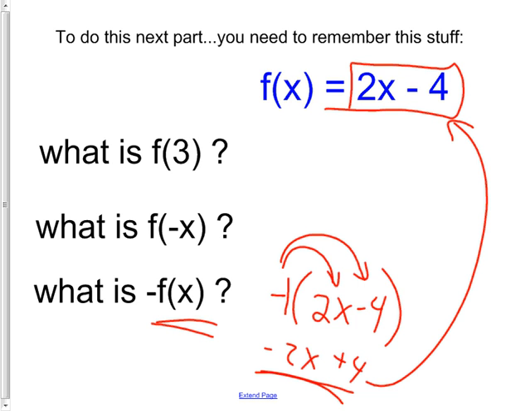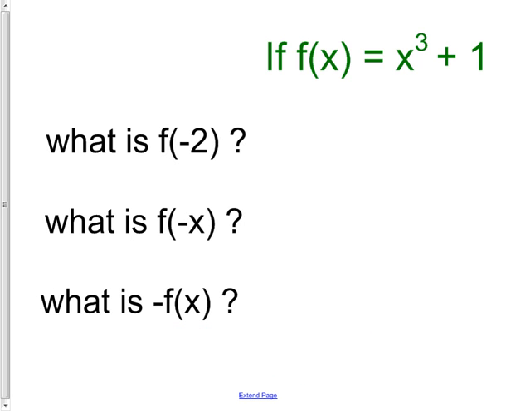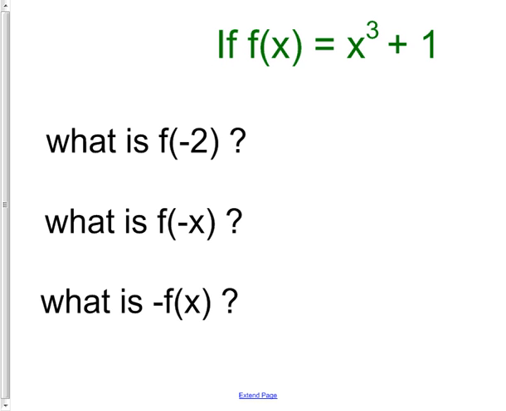All right. Now, how do you tell if something's even or odd? You're not quite ready for that yet. We need you to be good at dropping in negatives. So everybody try these 3 and see if you get the right 3 answers. Here's your function. Drop in negative 2, see what you get. Drop in negative x, see what you get. And on the third one, see if you can just do the opposite of f of x.